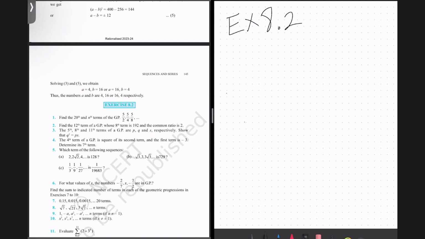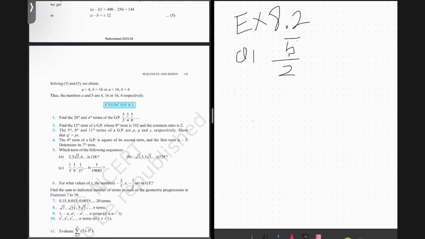So in the next exercise, the first question that has been asked of us is to find the 20th term and the nth term of the GP, which is described by the following sequence. I have a GP of the form 5 by 2, 5 by 4, 5 by 8, and so on and so forth.